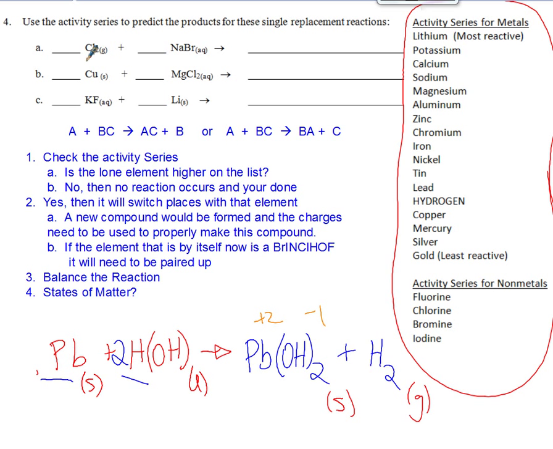All right, A, we have the chlorine, and the chlorine is by itself. We have the compound. Chlorine's a nonmetal. Here it is. Bromine's a nonmetal. Here it is. Which one is more reactive? Which one's higher on the list? That's right. Chlorine is higher on the list.